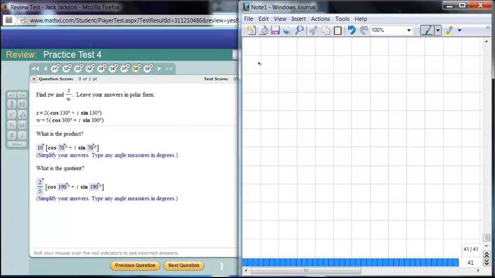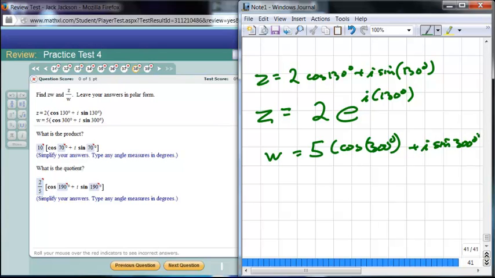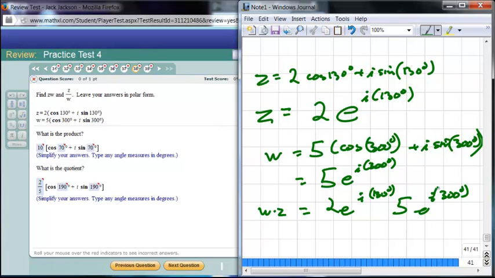Okay, we want to find the product of z and w. So z is 2 cosine of 130 degrees plus i sine of 130 degrees. In other words, the way I prefer to write it is 2e to the i times 130 degrees. That's z. w is 5 cosine of 300 degrees plus i sine of 300 degrees. In other words, that's 5e to the i times 300 degrees. So when we do w times z, we're doing 2e to the i 130 degrees times 5e to the i 300 degrees.